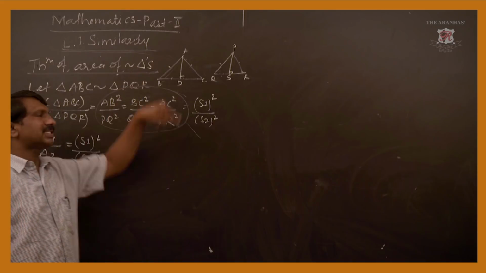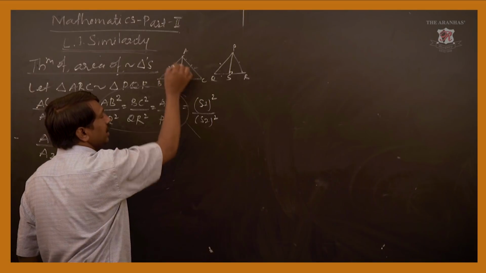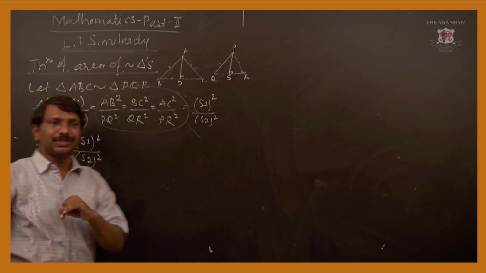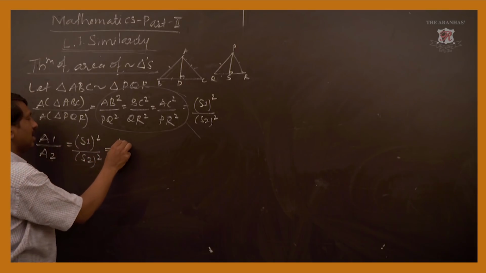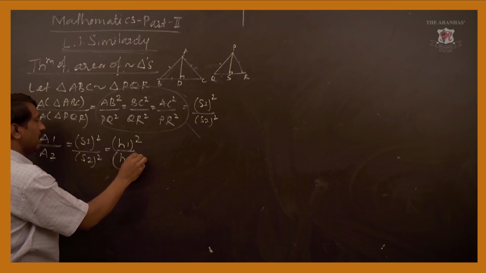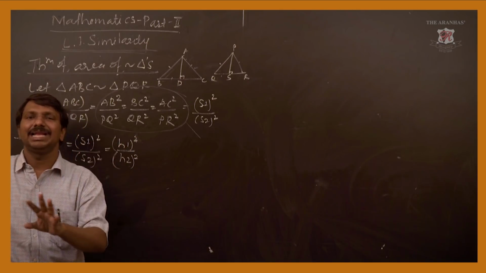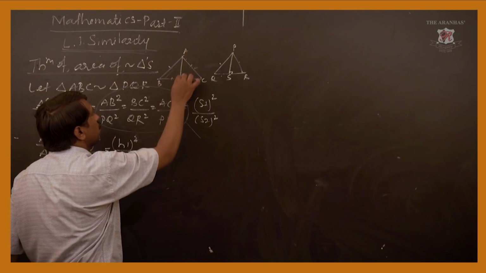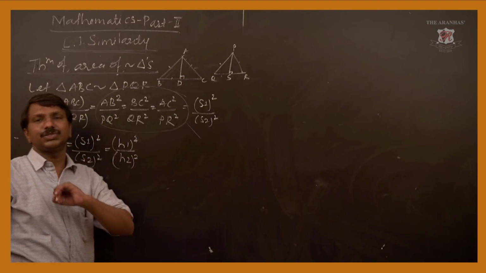A triangle has three sides, and we can construct three altitudes, that is heights, 1, 2, 3. An important thing to remember in this theorem is that the ratio of areas is equal not only to the square of corresponding sides but also to the square of corresponding heights. You can write H1 square upon H2 square. H1 and H2 represent all three heights; if you construct one from C also, like this way three altitudes are obtained.